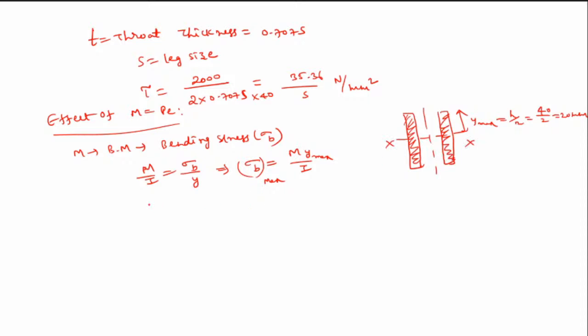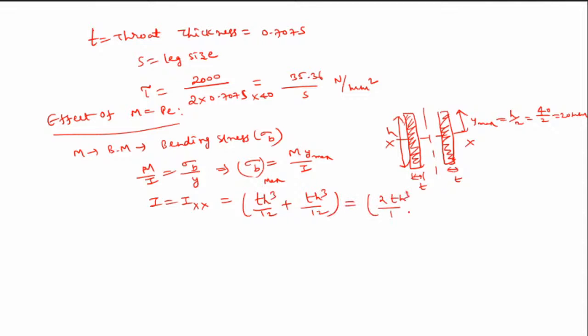And what is I? I is nothing but IXX because it is bending about the XX axis. And what is the moment of inertia? This is T and this is H, and this is also T, this is H. So what is the moment of inertia of each weld about the X axis? That is TH cubed by 12 plus TH cubed by 12. So this will be 2 into TH cubed by 12, that is nothing but TH cubed by 6. Then we just need to substitute it.